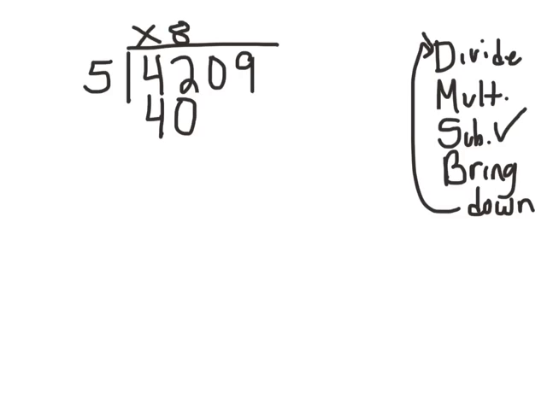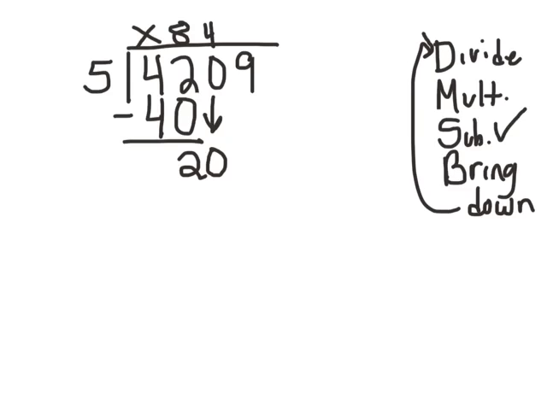So I've divided. 42 divided by 5 is 8. I've multiplied. 8 times 5 is 40. Now I'm going to subtract. And I'm going to check to make sure that my 2 is smaller than 5, and it is. And then I'm going to bring down the 0. Now I say to myself, how many 5s are in 20? Because that's what I have left. So I know that 4 5s are worth 20.